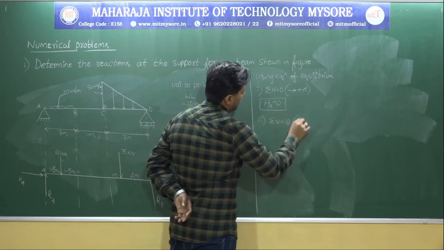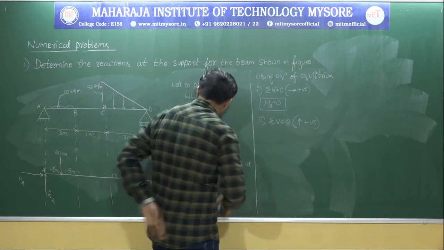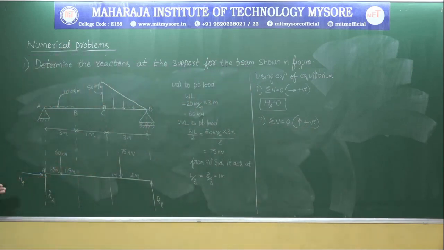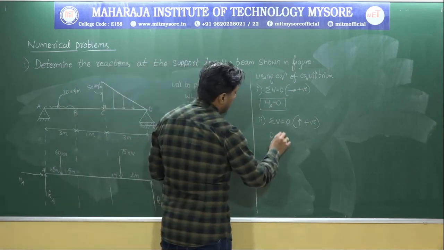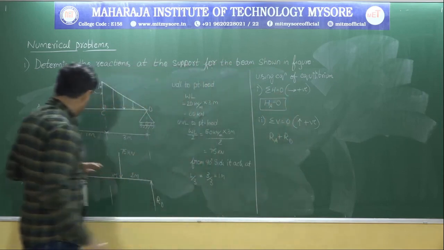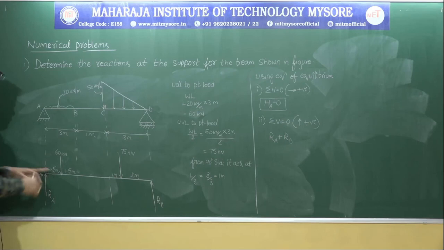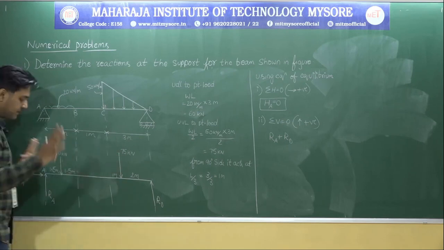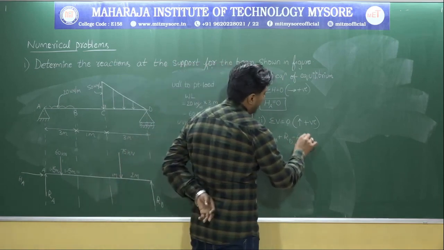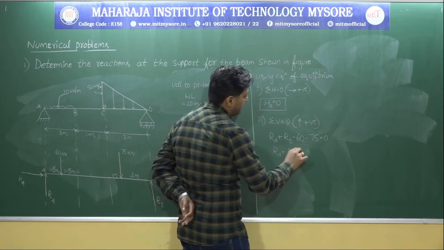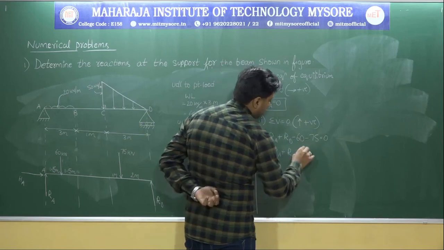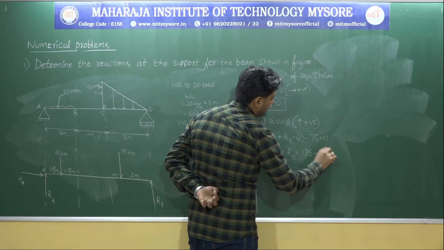Second one, sigma V is equal to 0, upward direction positive. Which are all the vertical forces? RA, which is acting in upward direction, plus RD is also acting in upward direction. As both of them are acting in upward direction, it's RA plus RD. Next, there is one more vertical force acting in downward direction, 60 and 75, so I need to consider those as negative. Minus 60 minus 75 is equal to 0. So RA plus RD is equal to 60 plus 75, so it's 135. Let me call this as 1 for time being.